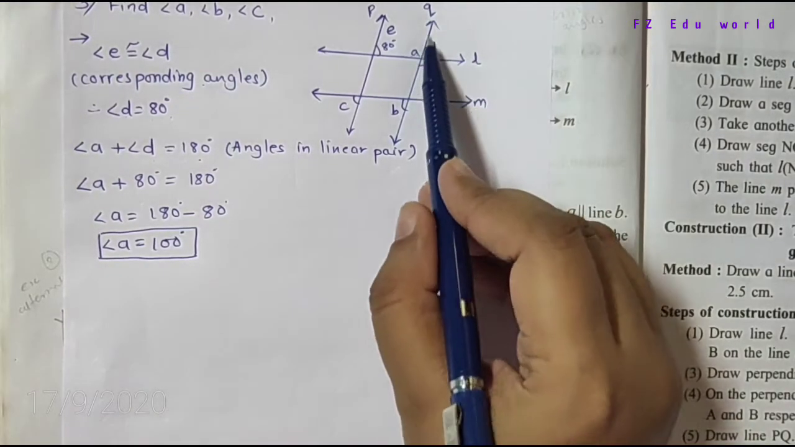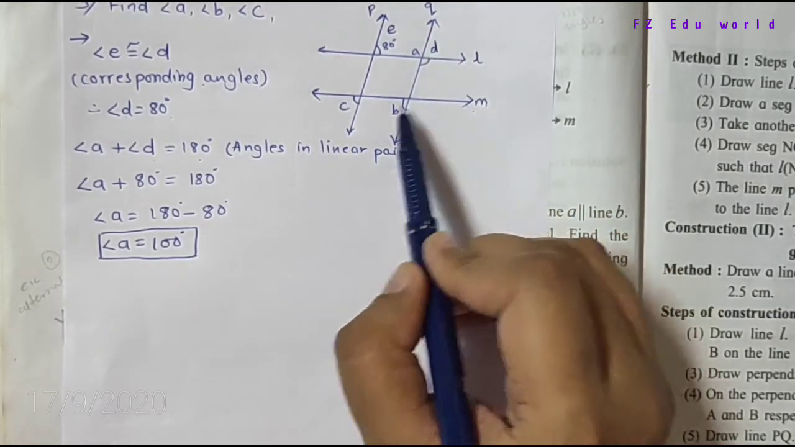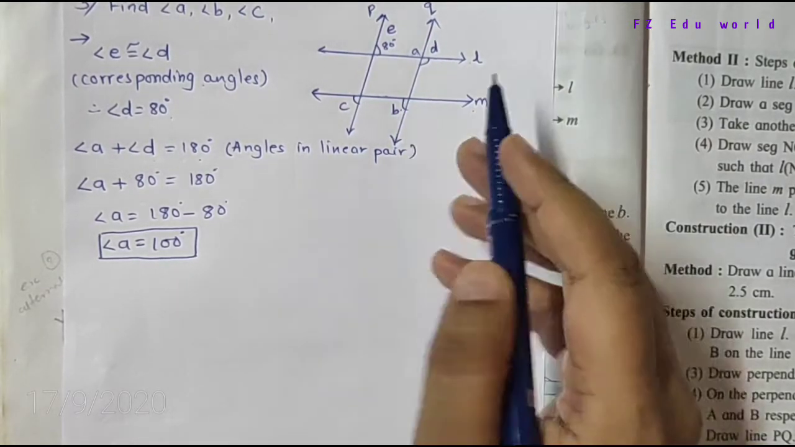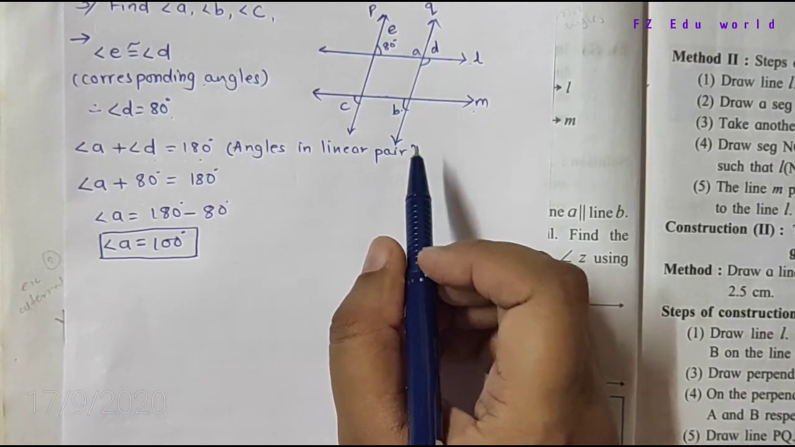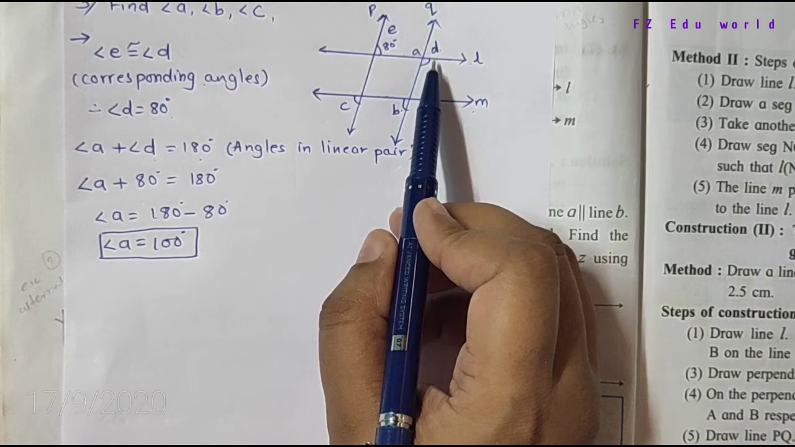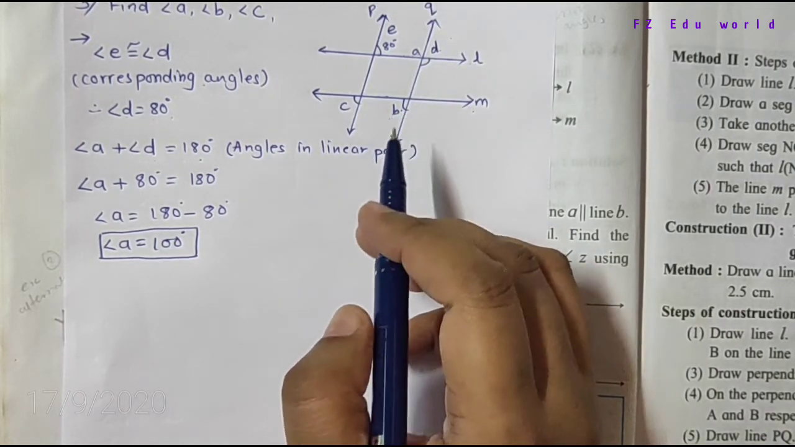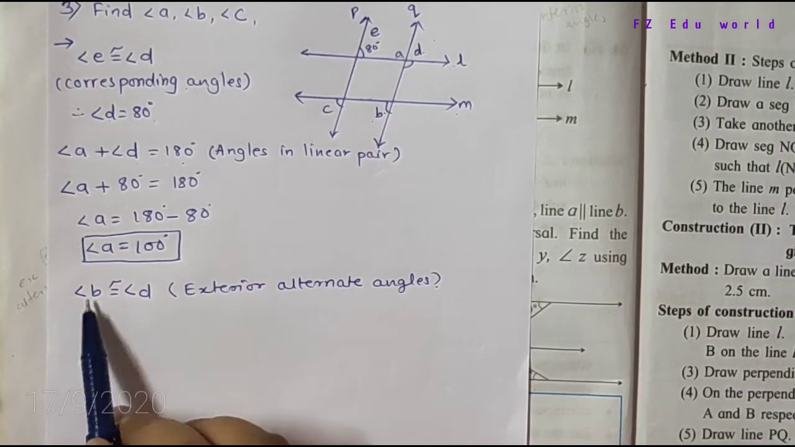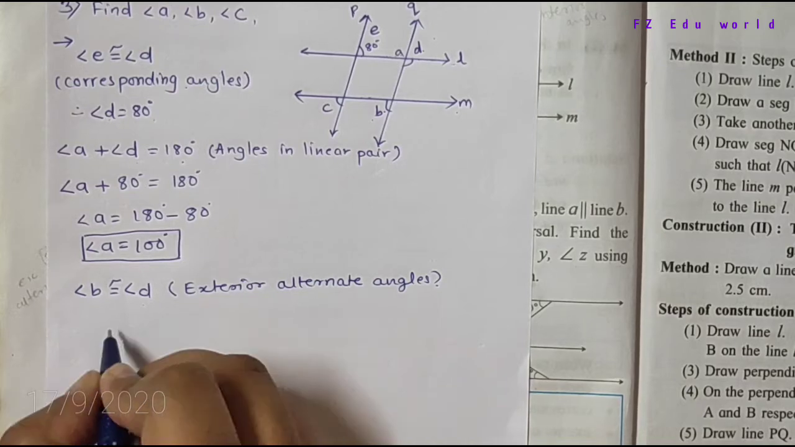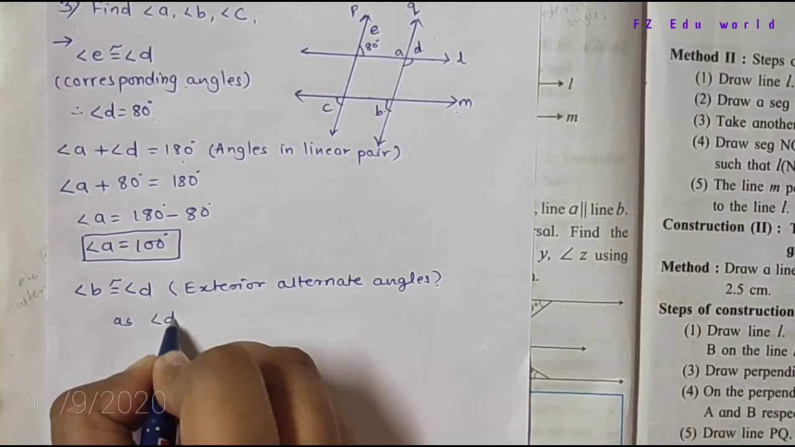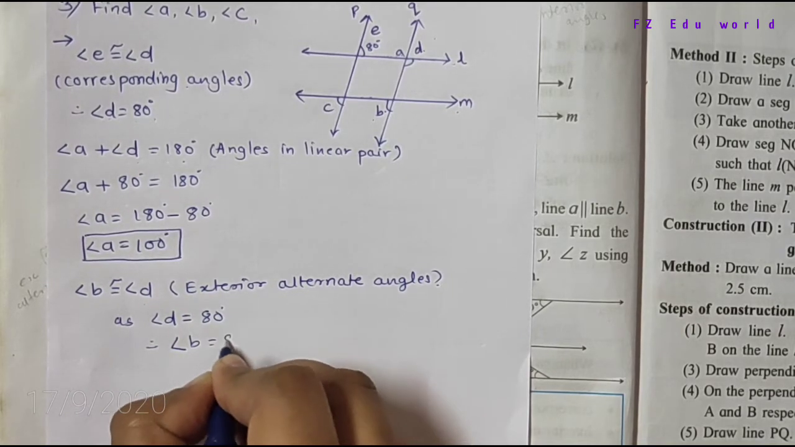Now here this angle D and angle B are exterior alternate angles, which are congruent. So if this angle D is 80 degrees, angle B is also 80 degrees. Angle B is congruent to angle D as they are exterior alternate angles. Now as angle D is equal to 80 degrees, therefore angle B is also 80 degrees.